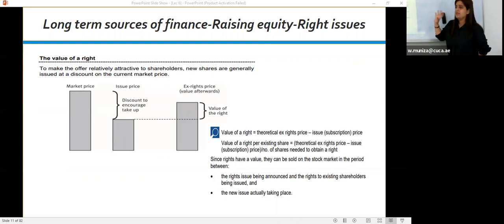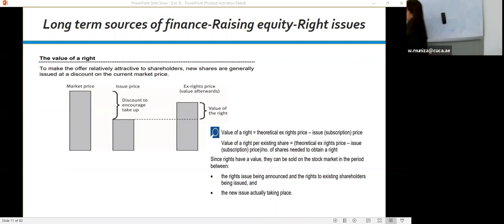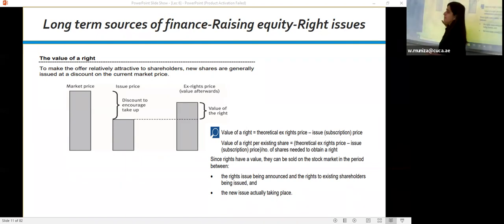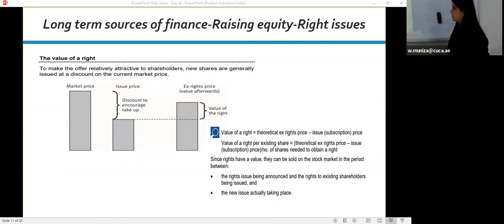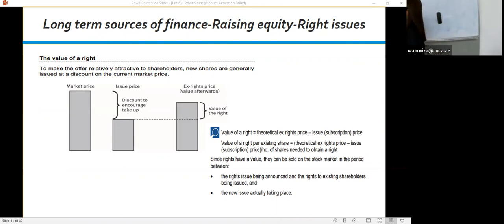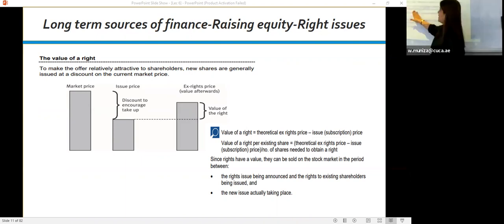This value of the right will be the benefit because they are getting the shares at the issue price, but they can sell the shares in the market at the higher price. So the extra price which they are getting is their benefit. So the benefit is the value of the right. Okay, so value of the right is theoretical ex-rights price minus issue price. So value of right for existing share will be value of right divided by number of shares needed to obtain a right.